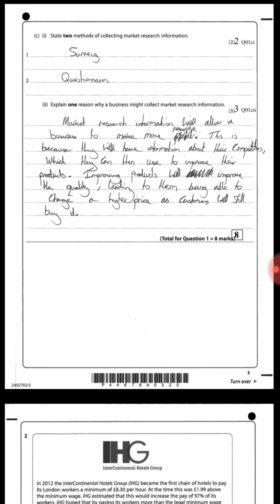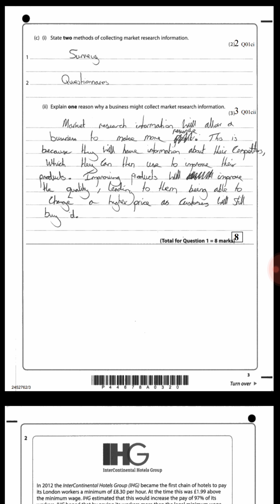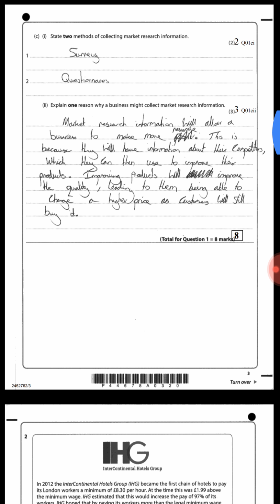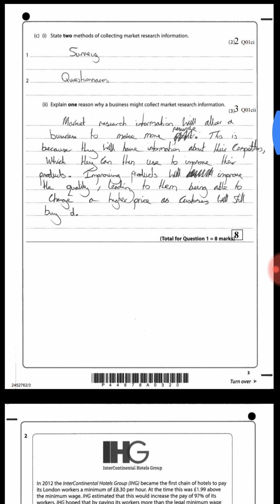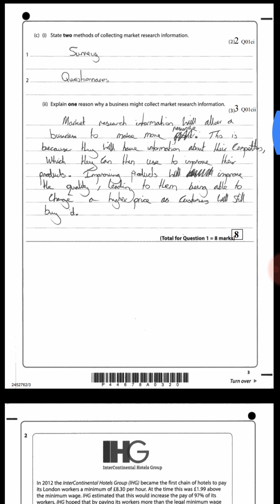Next question. State 2 methods of collecting market research information. So methods could include things like surveys, questionnaires, interviews, observations, focus groups, internet research. If you're one of the students that put primary or secondary research, primary and secondary are sources of data, not methods of data. So sources of data, where it came from, whether it's first-hand primary or second-hand, which is secondary data.